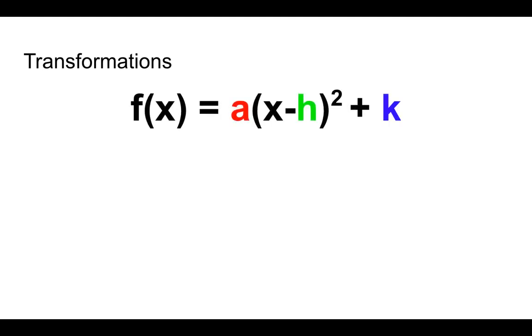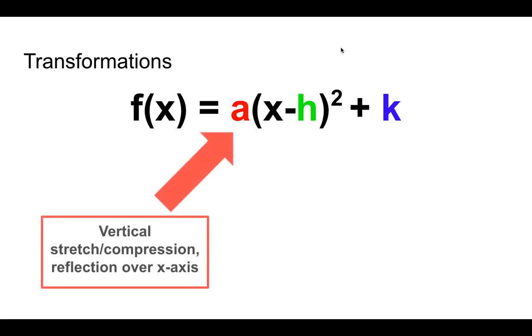The parent function, once again from the previous video, is y equals x squared. This is the transformation form of y equals x squared: a times the quantity of x minus h squared plus k. This squared tells us it's a quadratic function. The a gives us a vertical stretch or compression, or reflection over the x-axis. This makes the graph either skinny or fat or flipped over.